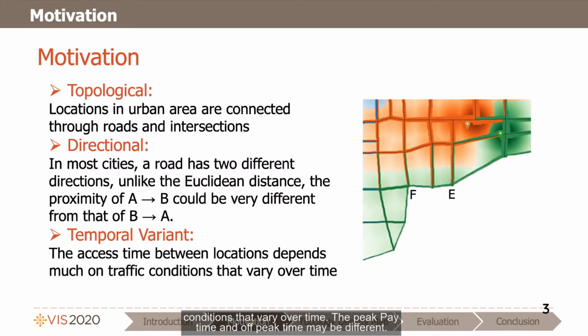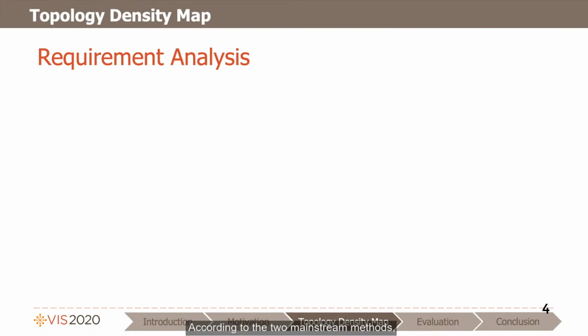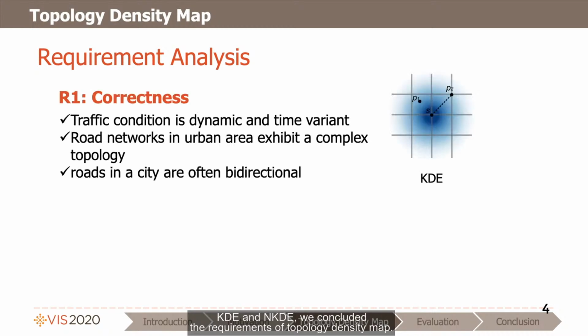that vary over time, and the peak and off-peak times may be different. According to the two mainstream methods, KDE and network KDE, we concluded the requirements of a topology density map. The first one is correctness. Our method takes dynamic traffic conditions and the topology of the road network into consideration.